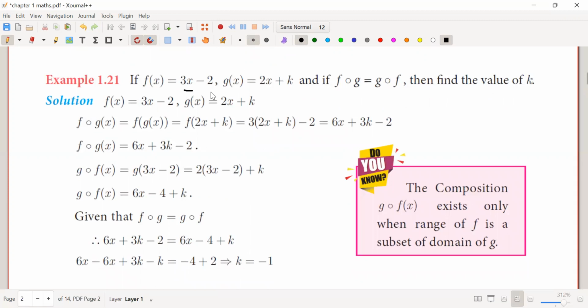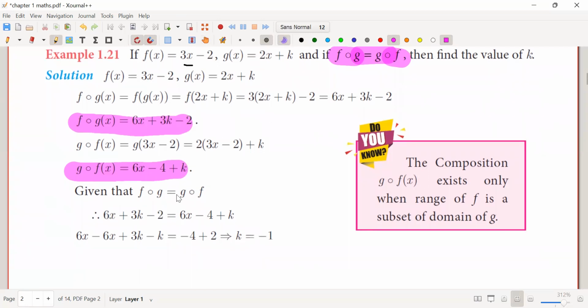Check this sum. Here, f of x equal to 3x minus 2. G of x equal to 2x plus k. They are specifically given that f of g equal to g of f. So we have to find f of g, then g of f, then we have to equate it. We found out f of g, then g of f. It's given that f of g equal to g of f. Hence, we are equating both of these.